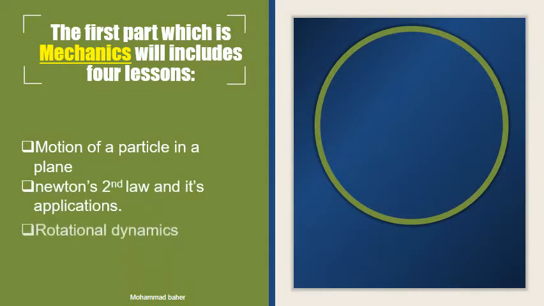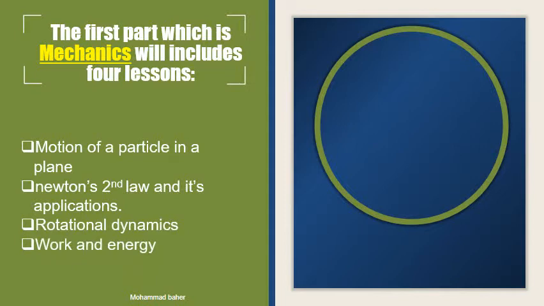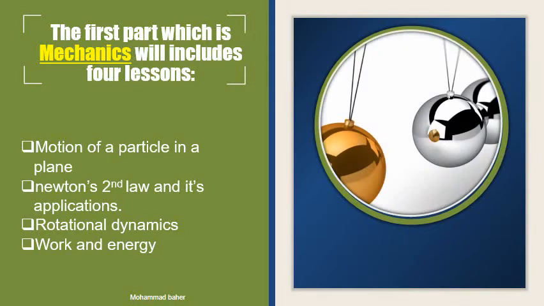The first one is motion of a particle in a plane, and this lesson talks about motion in general, about the acceleration and the speed and the position, and the relation between them, and it's a very simple one. The second lesson is Newton's second law. It talks about the three laws of Newton, and we will talk about each one. And these laws are used in many experiments in daily life.